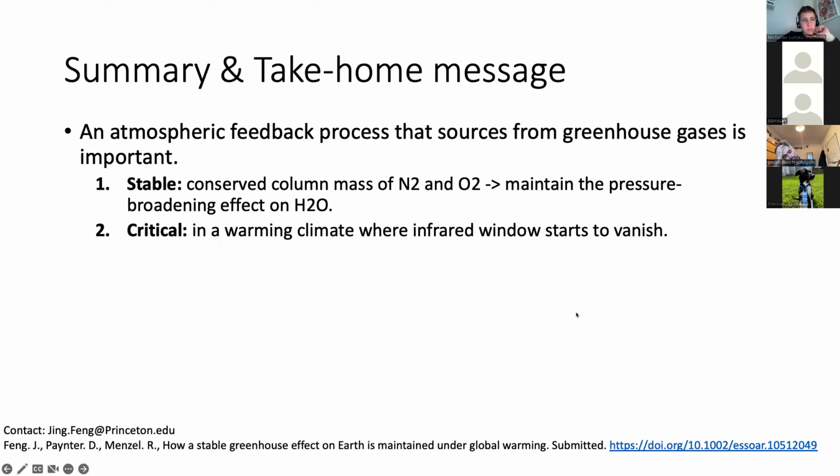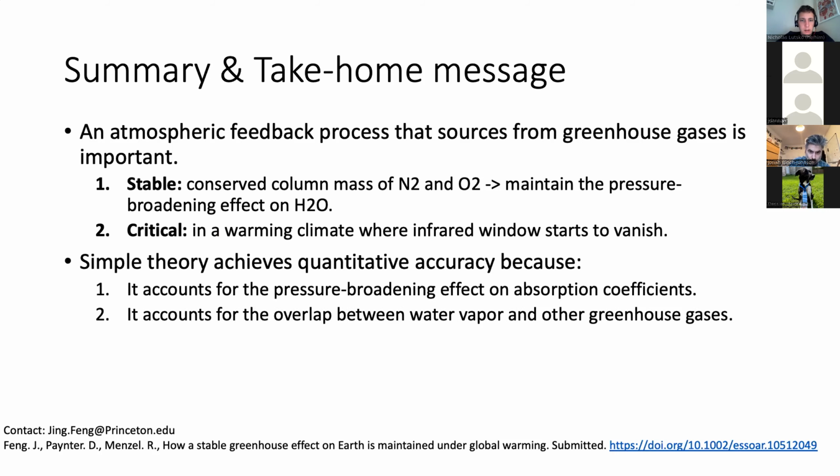So at the end of the talk, I would like to summarize some key points here. We show that an atmospheric feedback process that sources from greenhouse gases is stabilizing our climate, and it is quite critical in a warming climate where the infrared window starts to vanish. A large portion of this stability comes from the pressure broadening effect on water vapor. The simple model proposed here achieves quantitative accuracy because we account for the pressure broadening effect, and we account for the spectral overlap between different gases.